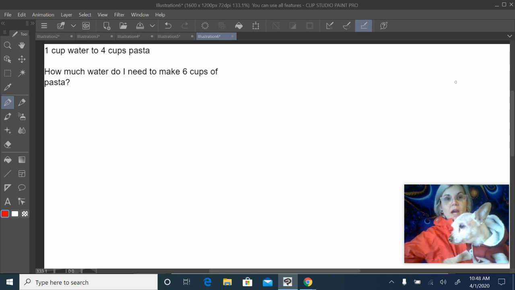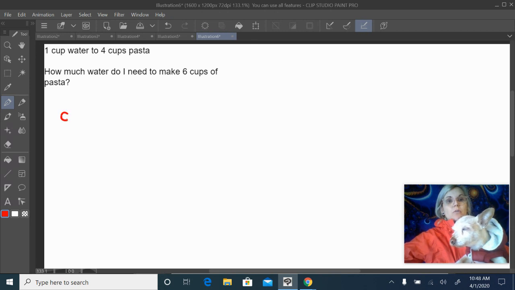Hey, we are back, and here's a great example of one that probably people use pretty commonly. And that's when you look at a package of pasta or rice, and a lot of times they might give you an amount of pasta or rice that's either too big or too small for what you're actually making. So this compares 1 cup water to 4 cups pasta.